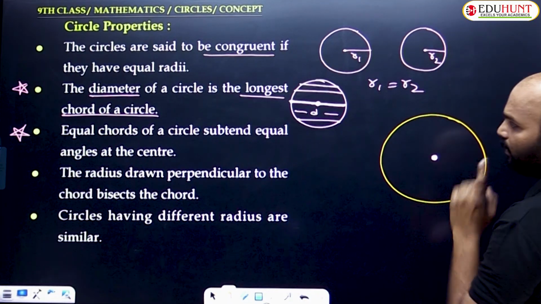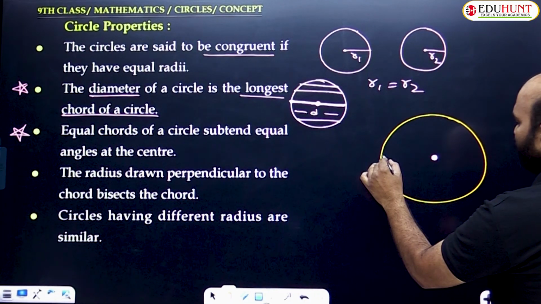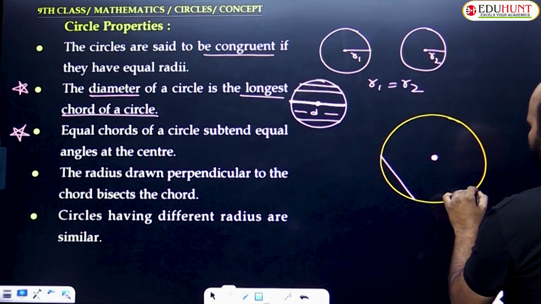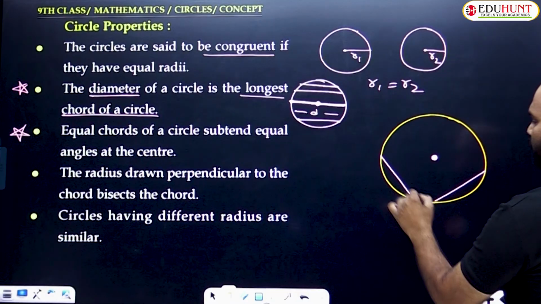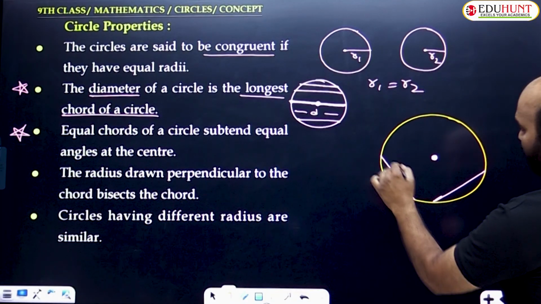Okay, O. What I'm given is equal chords. For example, take two chords: this is the first one and this is the second one. So two chords, chord 1 and chord 2, and their lengths are equal.